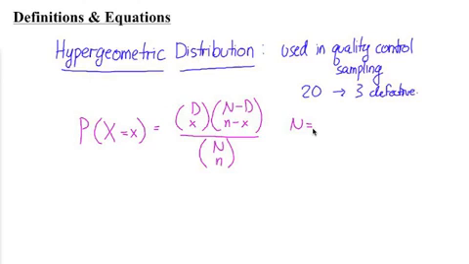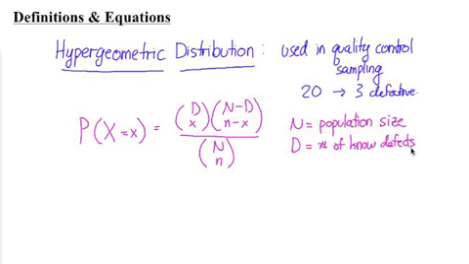Capital N is defined as the population size. This is your total number of widgets. D is the number of known defects in your population. X is simply a series of integers like 0, 1, 2, 3, and so on. I'm going to show you how to use the hypergeometric distribution in an example.